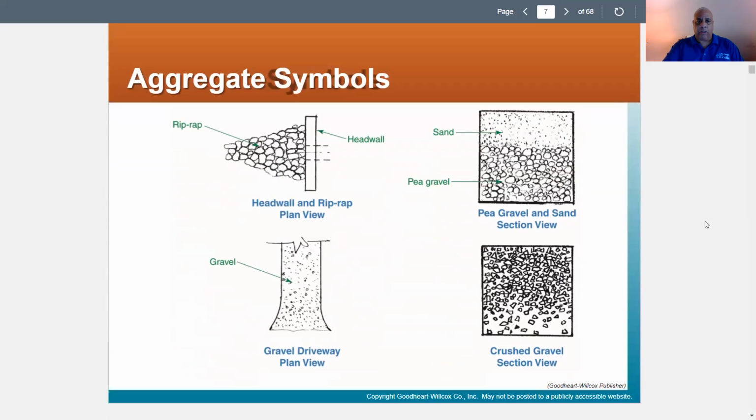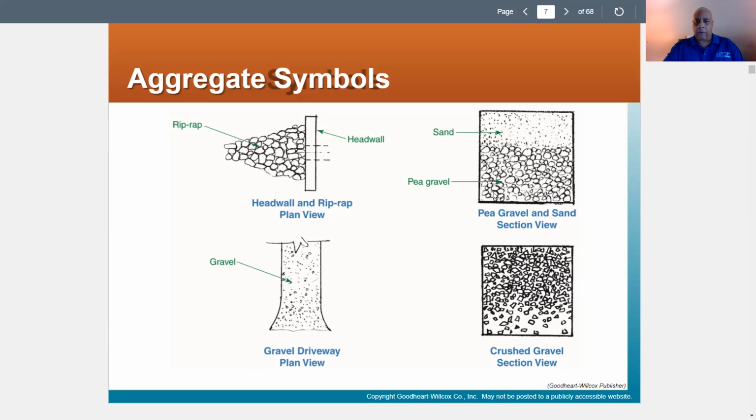Now, different aggregate symbols. As you see this first symbol, you have your head wall. Then you have your riprap. Your riprap is your great big stone. You see riprap under certain bridges. And also see riprap around bridge supports to keep the scouring from occurring. Scouring is basically erosion. Then you have your sand. Sand is a good absorbent material. A lot of your buildings on beaches are built on sand.